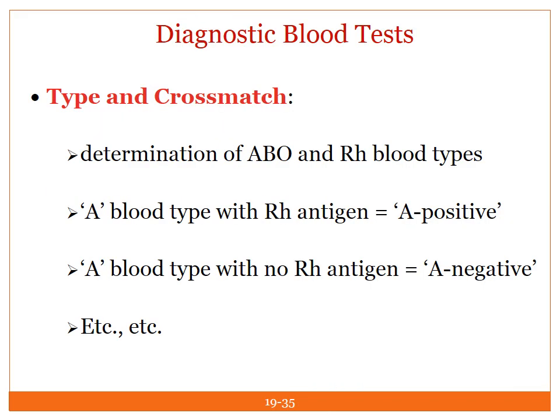So when we're looking at creating a blood type, we're using the ABO and the Rh antigens to determine what blood type you are. So if you are a type A blood type and you have the Rh antigen, then you're A positive. So the positive or negative refers to the Rh antigen. If you're an A blood type with no Rh antigen, then you're A negative. And that's the same for the B or the O or the AB blood groups.